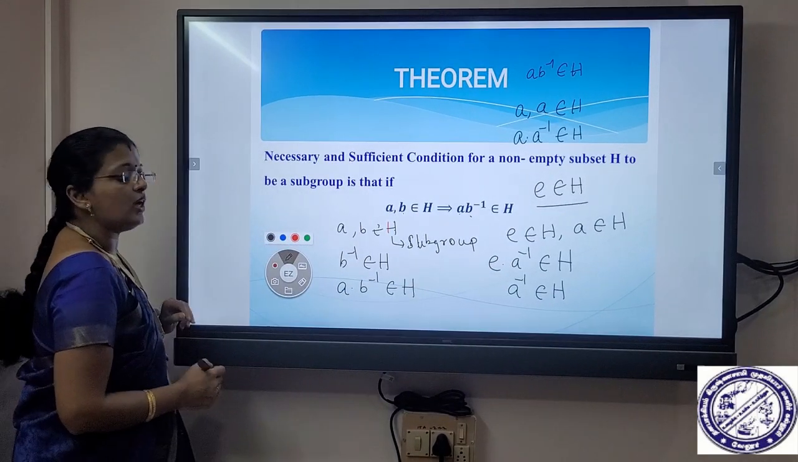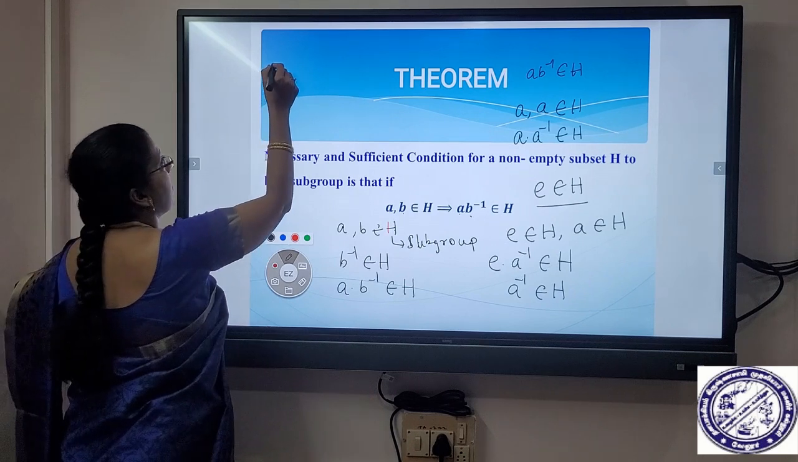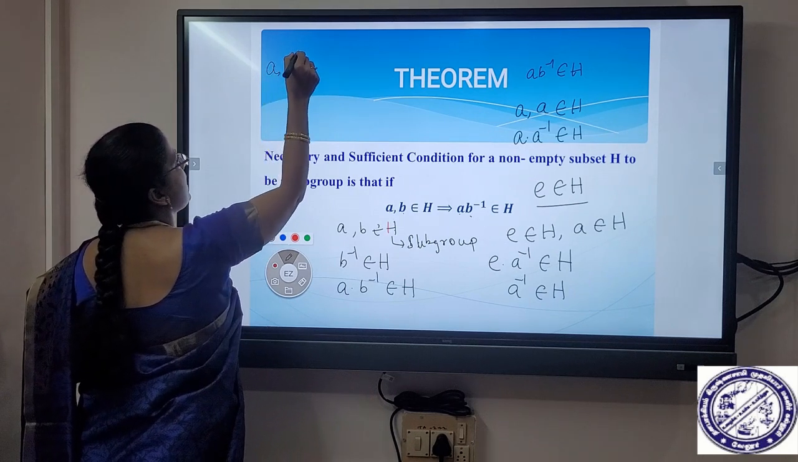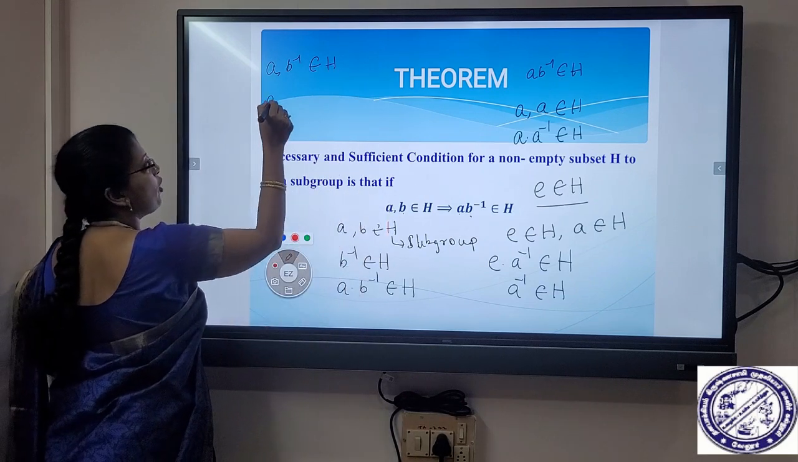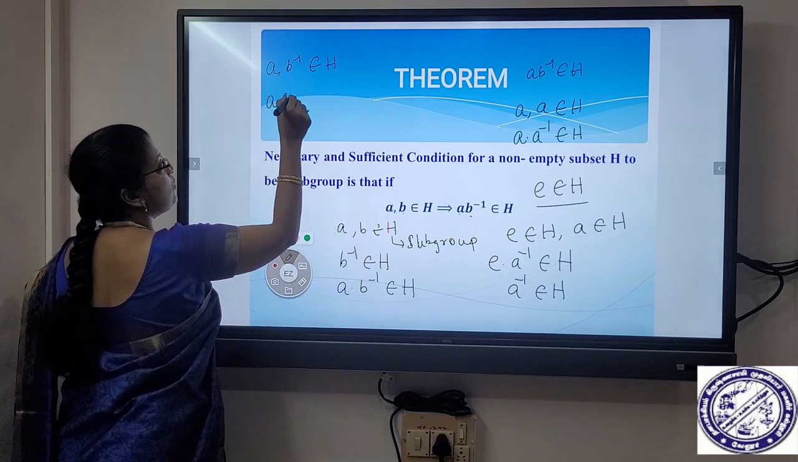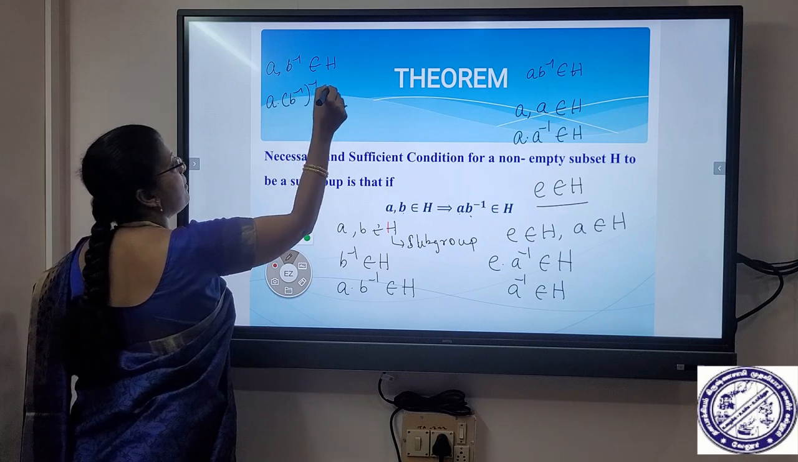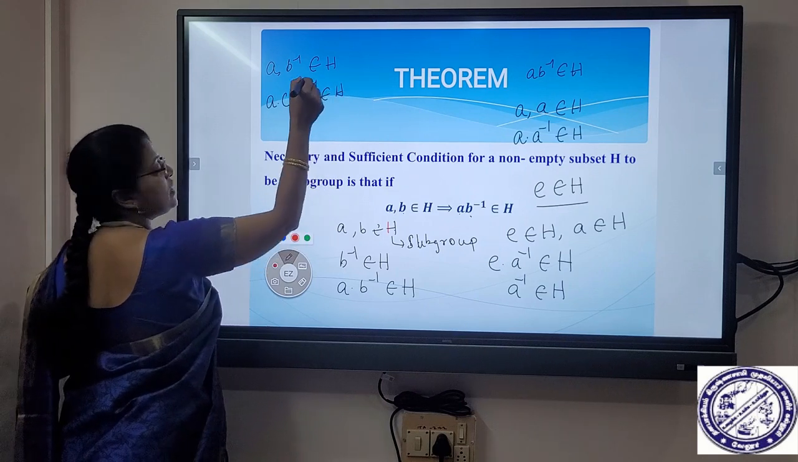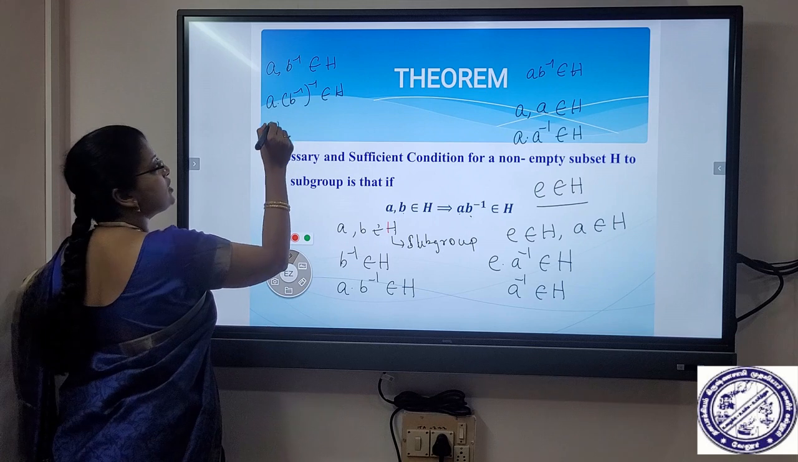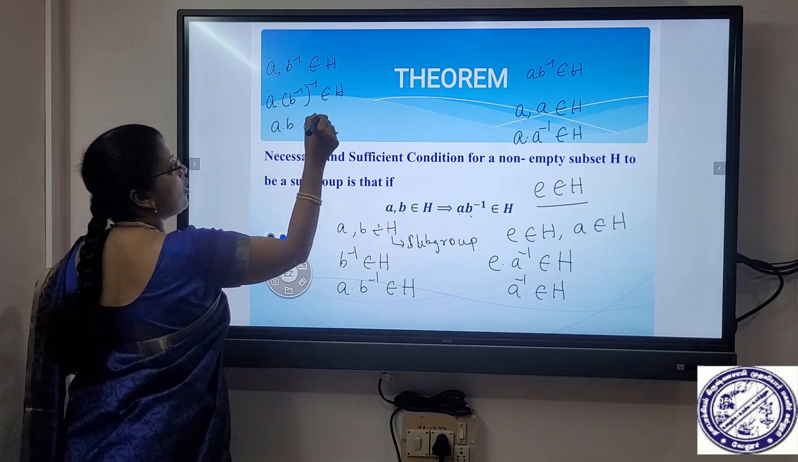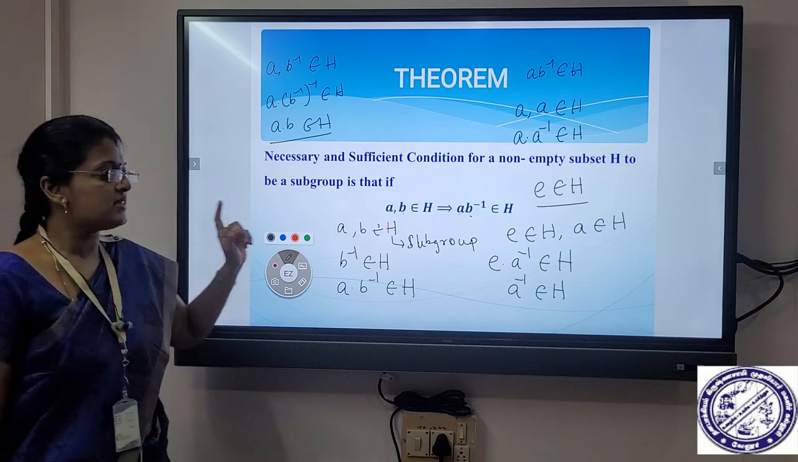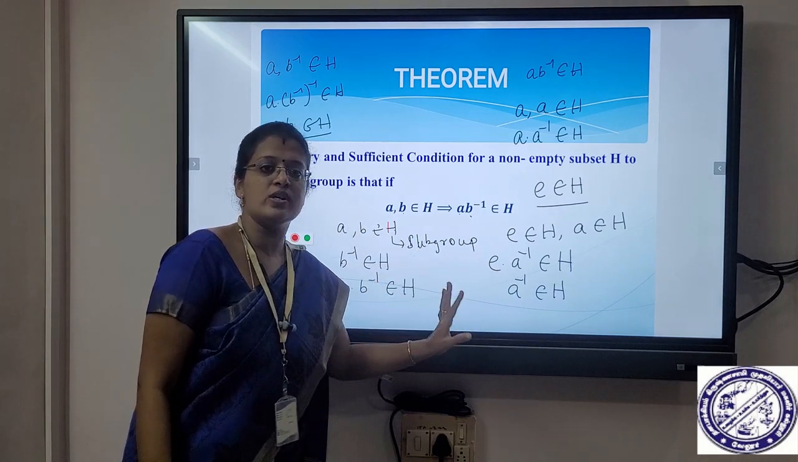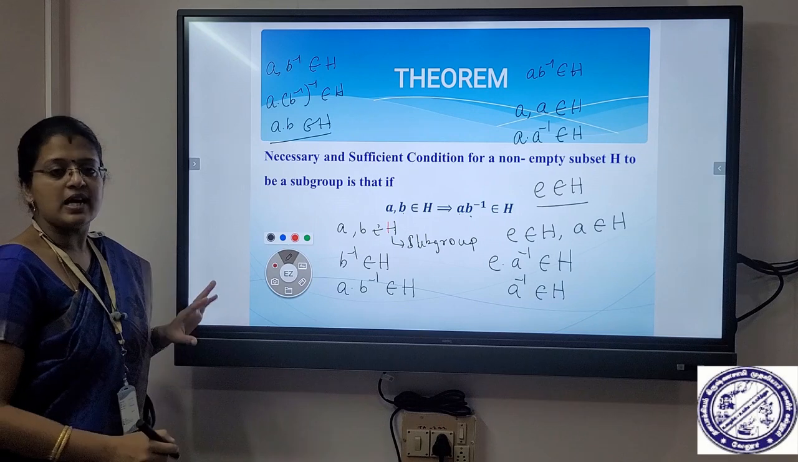Now we are going to prove the closure. For that I am taking a, b inverse belongs to H. Use the same condition: the product of the first element and the inverse of the second element belongs to H. The inverse of b inverse is nothing but b. So a dot b belongs to H. So here the closure property is satisfied. Existence of identity and inverse is proved. Only the left out is associative.